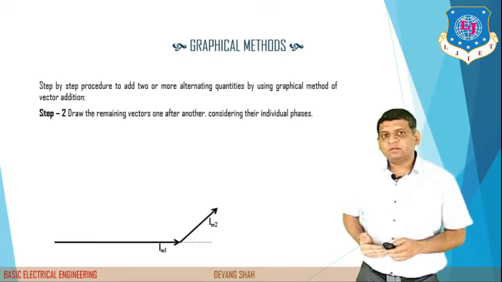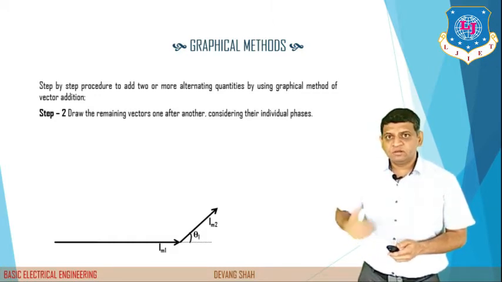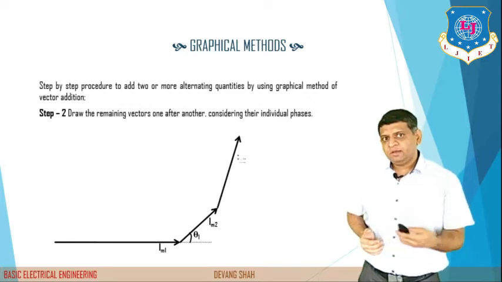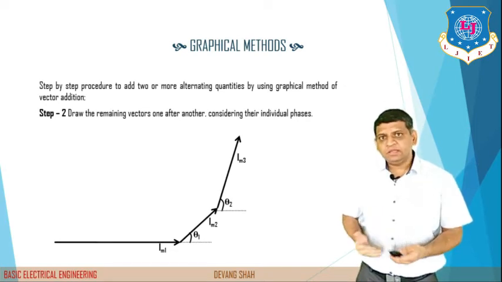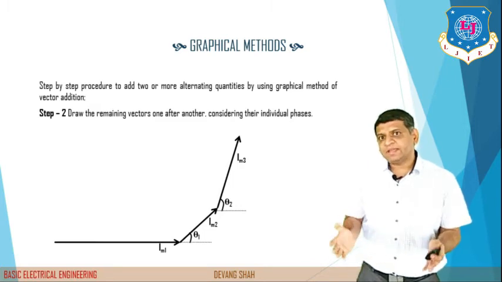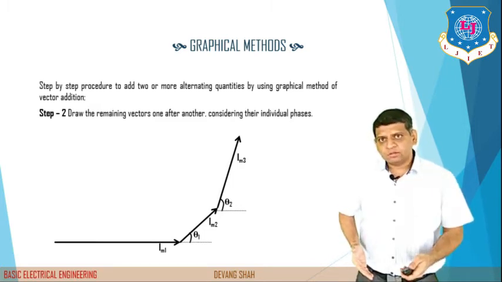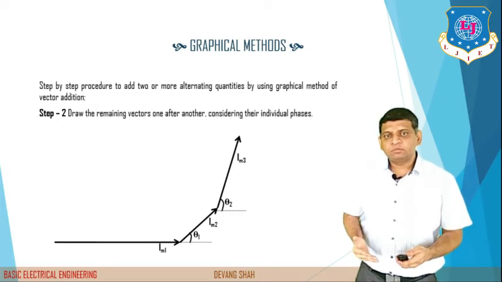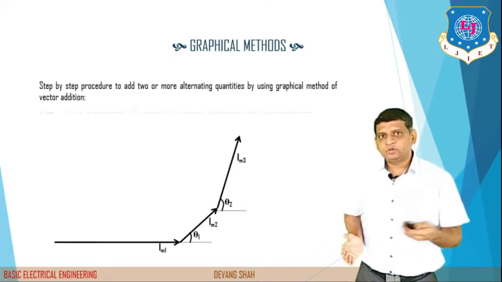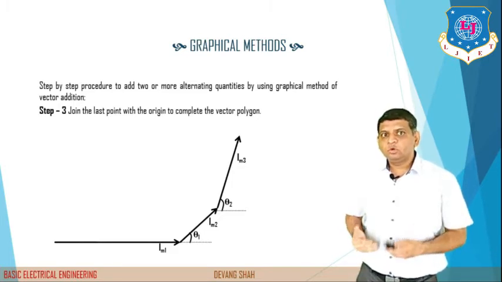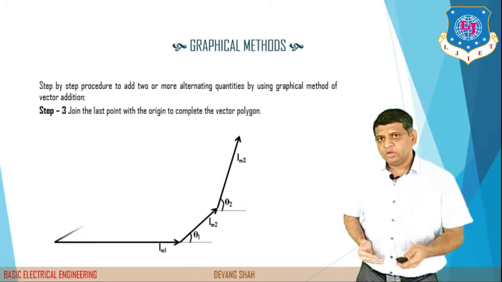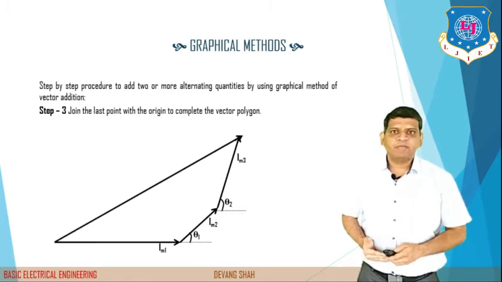I am taking another vector having the angle theta 1 and magnitude Im2 with respect to the first one, and with respect to the second one I am taking my third vector representing the magnitude Im2 with the angle theta 2. Now there are three vectors. As such, this is a graphical method. Your resultant vector always connects the first point with the last point. So you can see here, join the last point with the origin to complete the polygon. This is called my resultant vector, right?